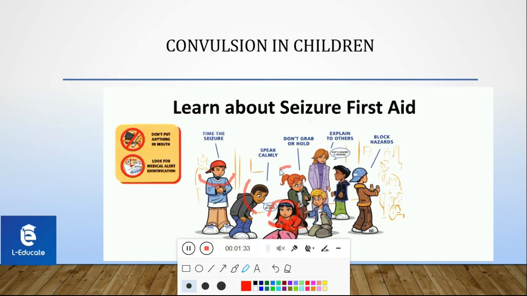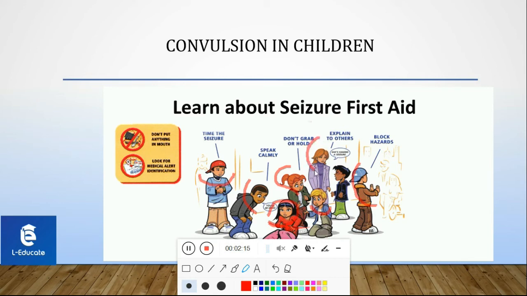Now, this fine girl here is trying to restrain this boy from holding the little girl down, because the natural reflex action is to want to help them to stop the jerky movement, but this is only going to hurt them the more. And of course you can see this guy here is trying to keep every other hazard away from this person who is convulsing.